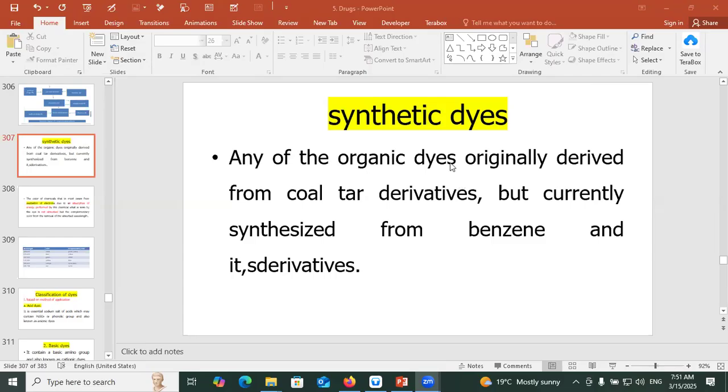Synthetic dyes. Any of the organic dyes originally derived from coal tar derivatives, but currently synthesized from benzene and its derivatives.